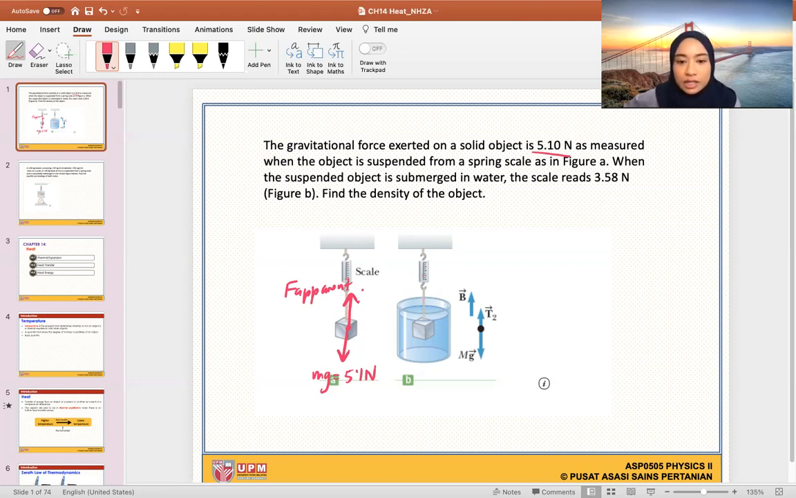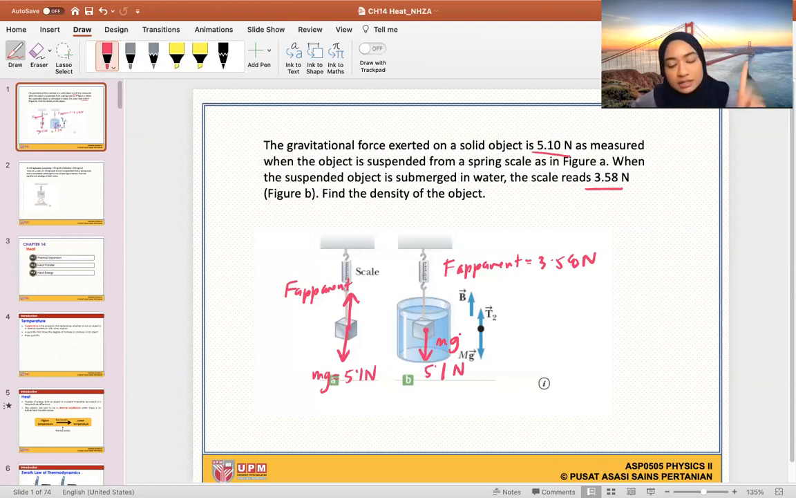All right, so now let's move on to figure B. We know that this object has an mg of 5.1 Newton. The scale detects 3.58, which means that F apparent is equal to 3.58 Newton. But this object's mg is 5.1. They are in equilibrium because why? The object is not accelerating upwards, it's not accelerating downwards. So you know that they should be in equilibrium. Everything should be equal to 0.